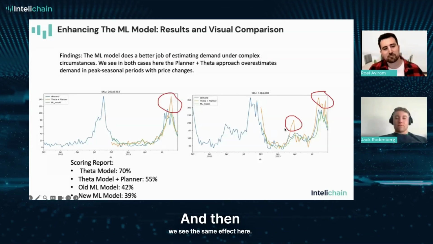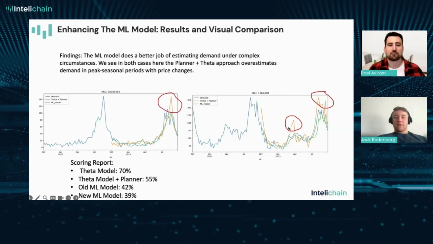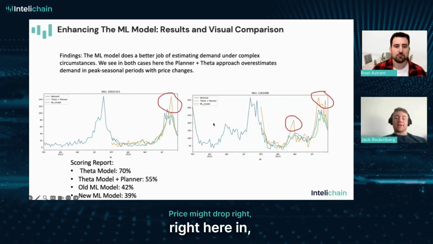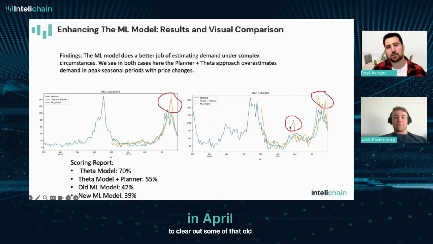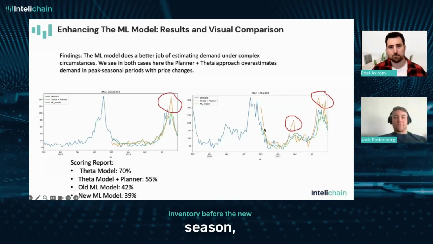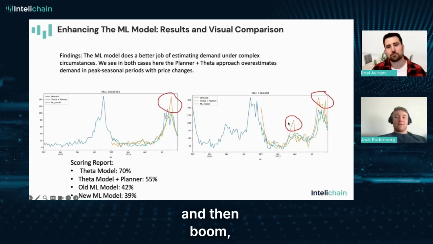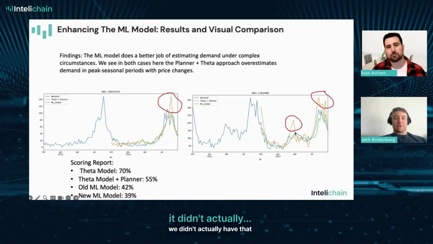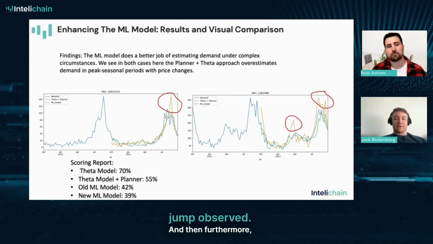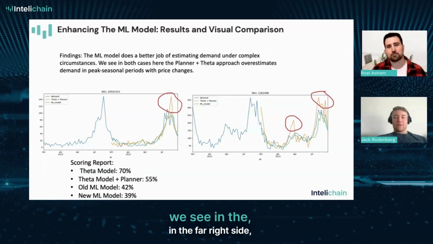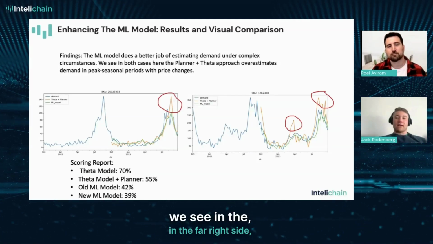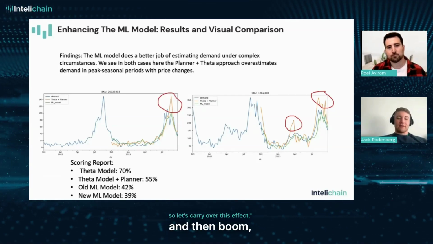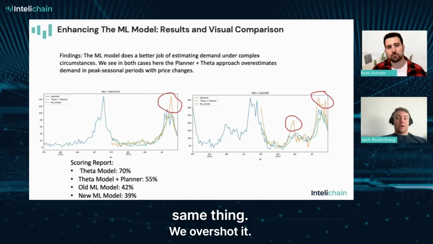And then we see the same effect here. This is a very similar scenario. Price might drop right here in April to clear out some of that old inventory before the new season. And then boom, the forecast jumps, but we didn't actually observe that jump. And furthermore, on the far right side, we say, here comes another promotion, so let's carry over this effect. And then boom, same thing, we overshot it.